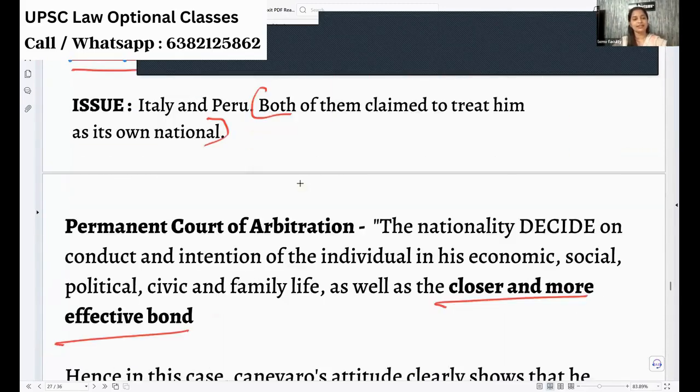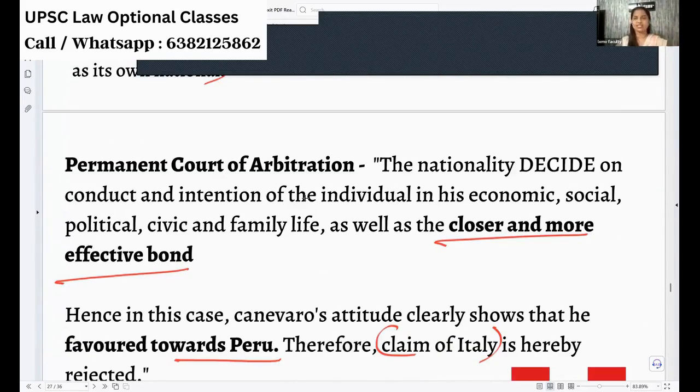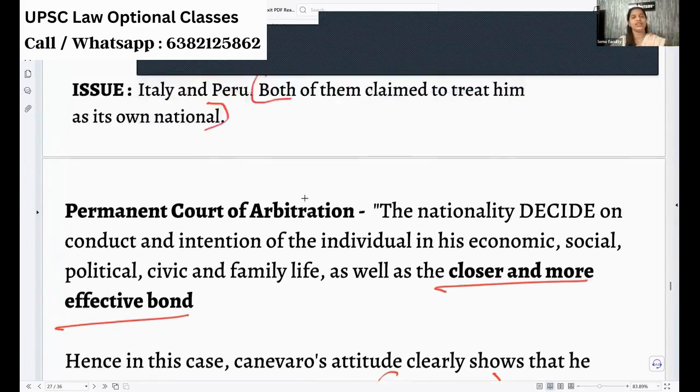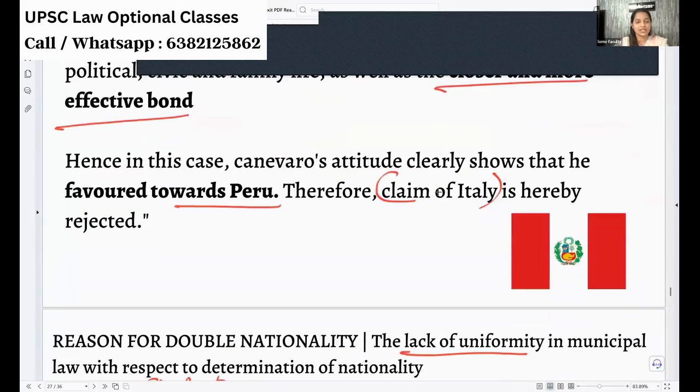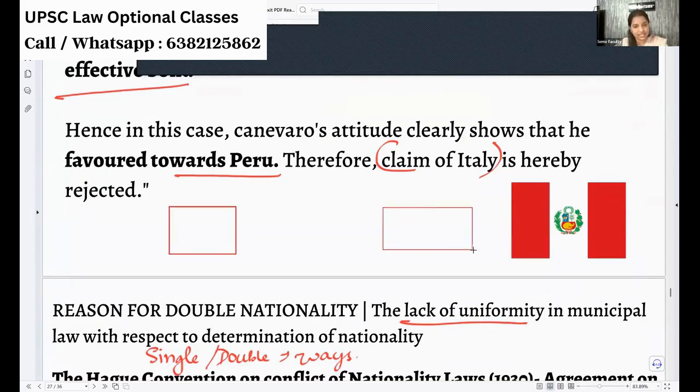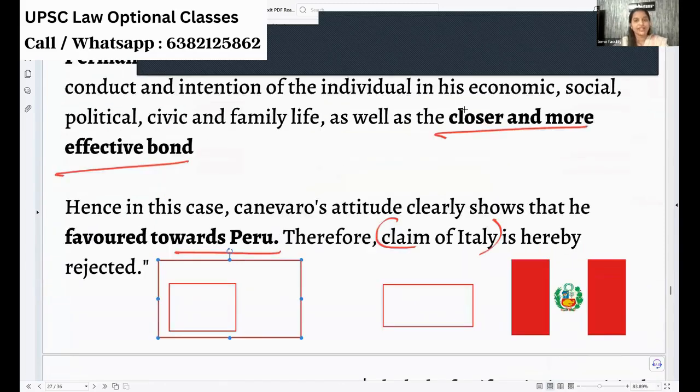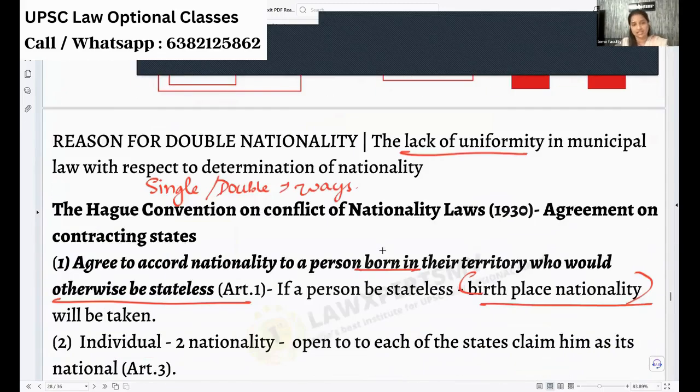Now we are applying the natural link. Who is closer? Yes, he got both citizenships, but where does he owe allegiance, which country is closer to him? Analyze well in this particular case. He stood in election in Peru. He became a Senate member in Peru. And he is only saving money in Italy. So where he owes all the allegiance is Peru. That was decided in this particular case law. So if you have two nationalities, then you have to check which nation was favored most. Effective bond, closer bond: which nation has it with that particular individual, and then you decide the nationality.